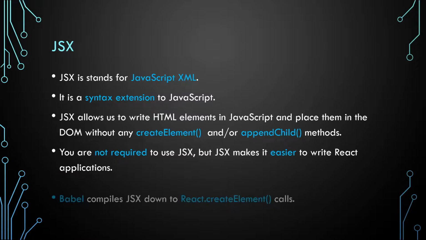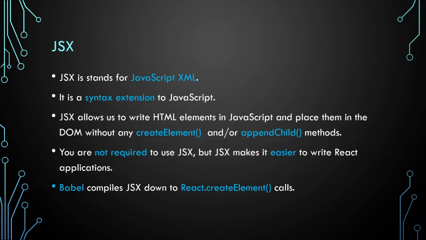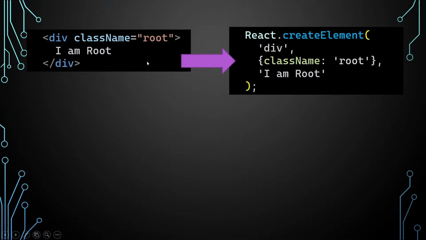JSX is compiled by Babel down to React.createElement calls. And Babel is also an npm package. Babel actually compiles the JSX and creates React.createElement, and you can see the createElement method actually creates the HTML elements.